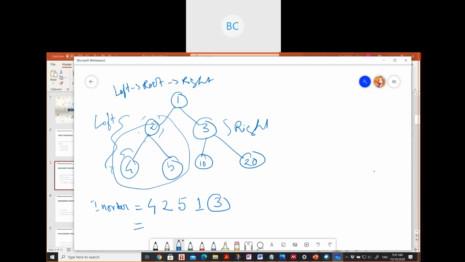Yes, correct. So for this one, this will remain the same. Now in the right subtree, we again have 2 nodes, that means 2 children. Then again we need to follow the same rule. Left node, which is 10, then 3, and then 20. Correct. So is in-order clear?